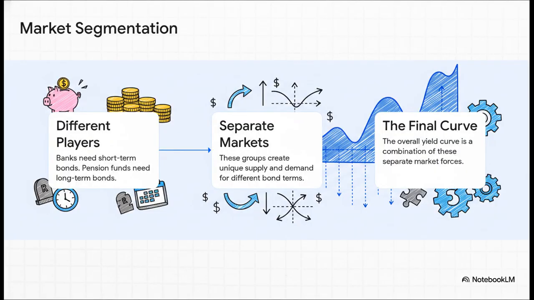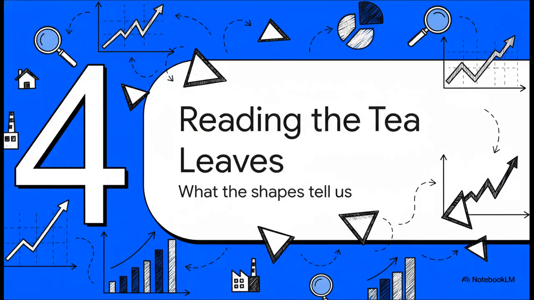And last but not least, we've got the market segmentation theory. This one suggests that maybe we're looking at this all wrong. Instead of one big single market for bonds, it's more like a bunch of different little markets all side by side. You've got banks who need short-term stuff, and then you have pension funds who are planning for decades from now and need long-term bonds. Each group has its own supply and demand, and the final curve is just a combination of all these separate forces.